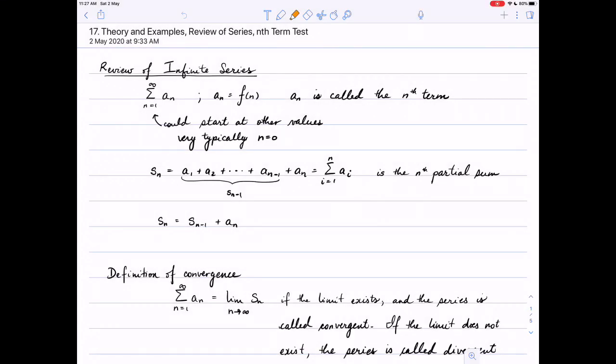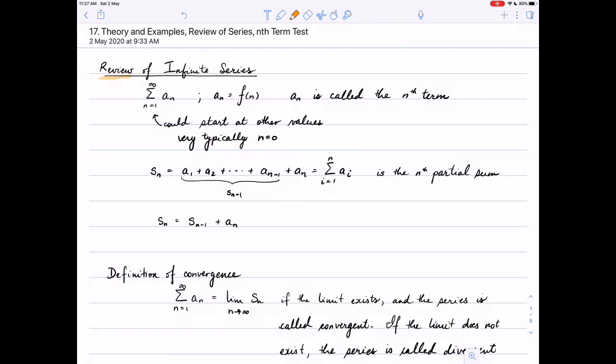In this video, we're going to review the information that we saw at the beginning of semester about infinite series, and we're going to go a little bit further in a new test for the convergence of series called the nth term test, or the test for divergence. So let's start with this little review.